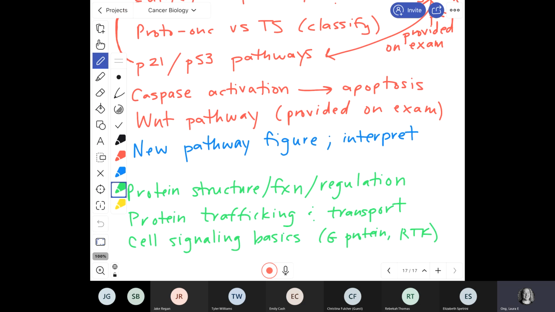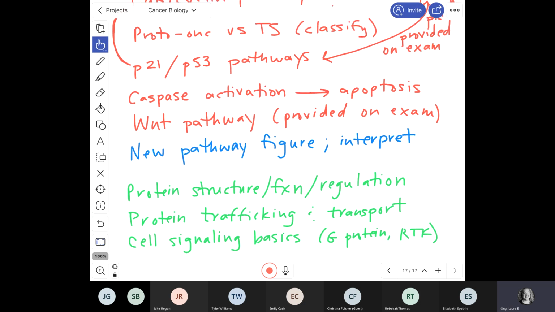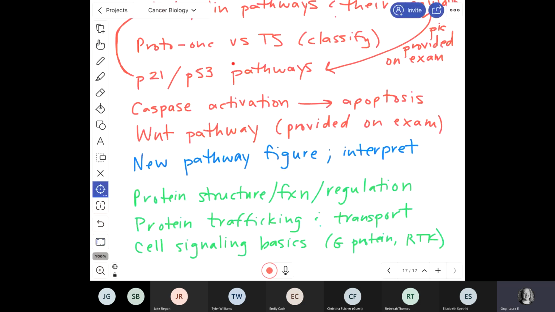This exam, the paper version of it, does not have that much multiple choice. It's a lot of short answer, and a lot of looking at pathways of these various types and making predictions about what's going to happen if this mutation or that mutation occurs, and looking at these specific pathways.